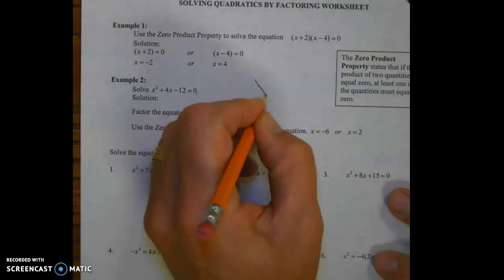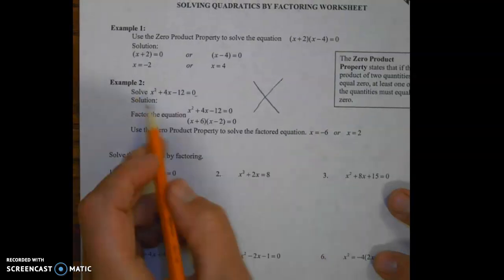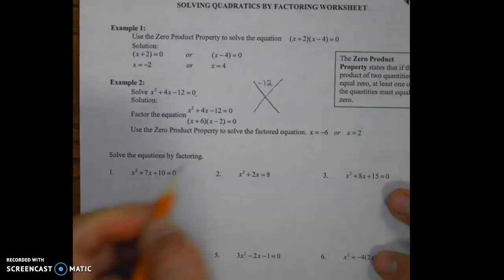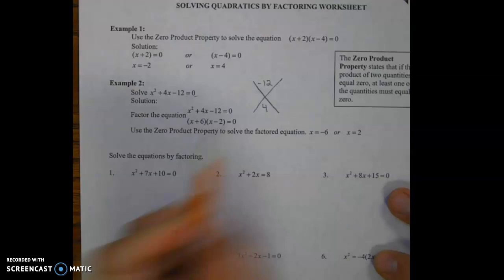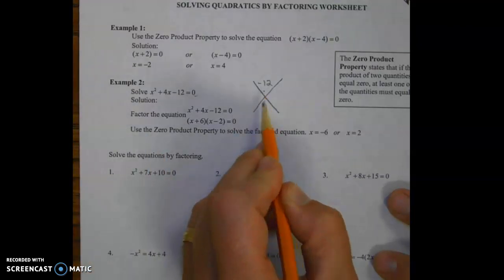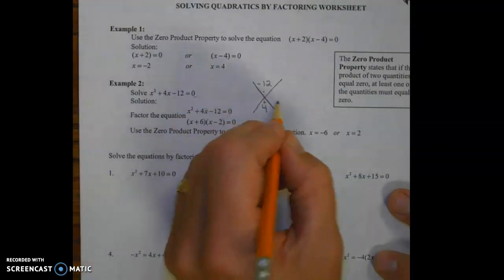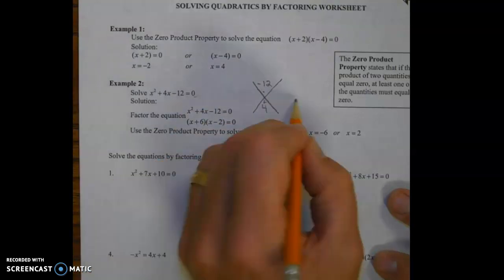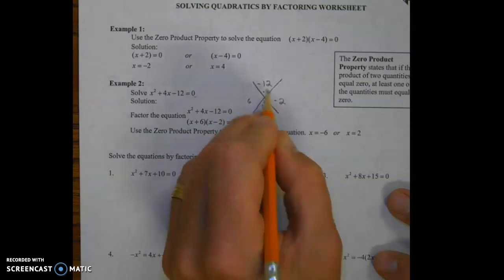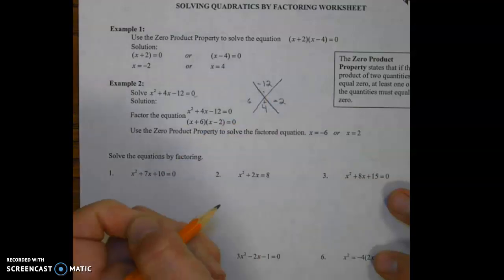So recall, to factor, we use the x method, and we multiply a times c, so 1 times negative 12. The b value goes on the bottom. We find two numbers that multiply to give us the top and add to give us the bottom. Let's go with 6 and negative 2. They multiply to give us the top, and they add to give us the bottom.